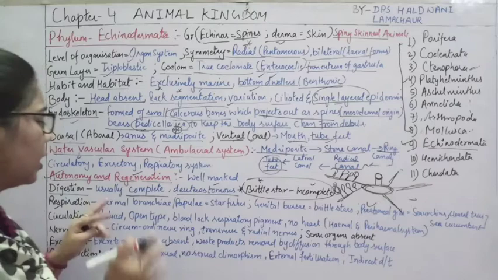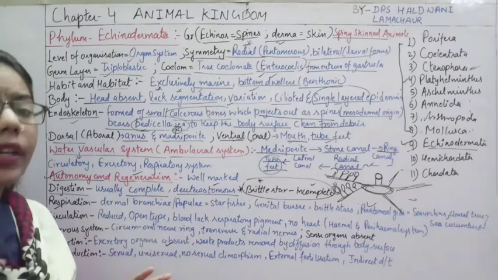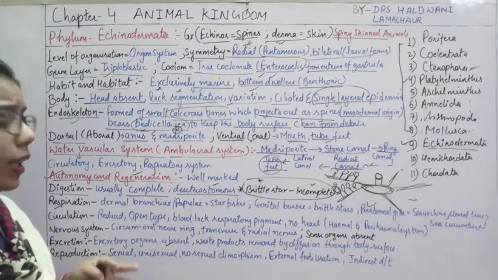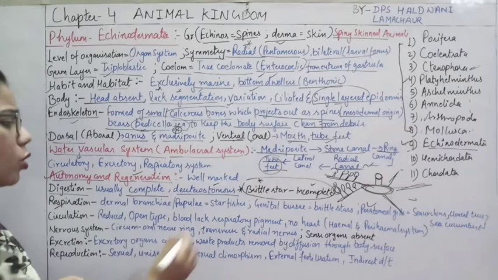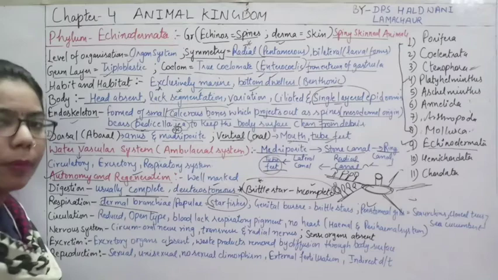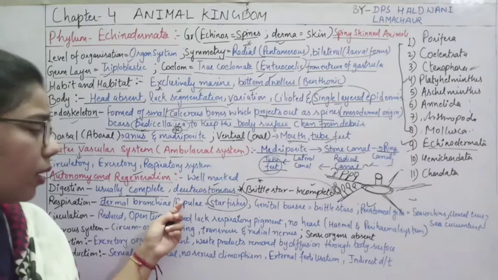So with the help of diffusion, the exchange of gases will take place. And in different animals there are different systems with the help of which they can exchange the gases. Okay, so if we talk about the starfish, what is there? Dermal branchiae and papulae are present, through which they can exchange their gases. Okay, now if you talk about the brittle stars, they are having genital bursae.